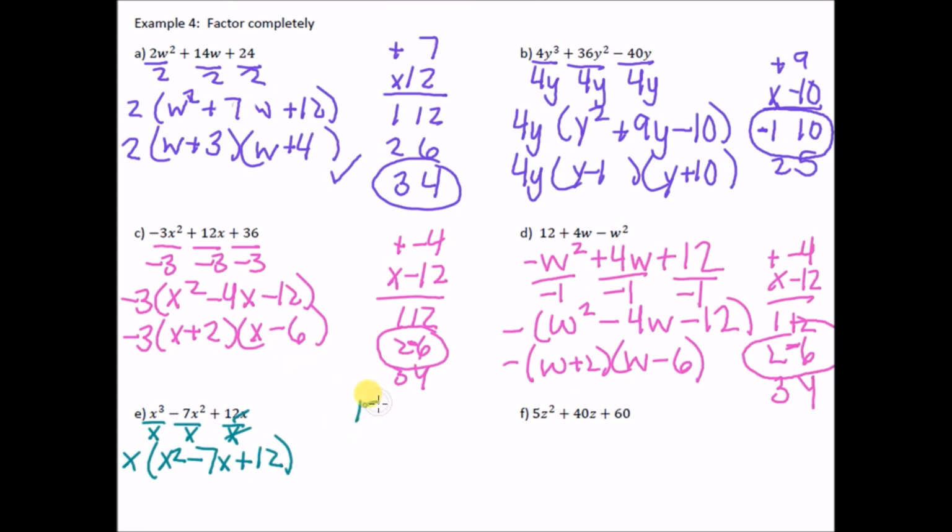So same number, 12 seen a lot. Okay, 1, 12, 2, 6, 3, 4. So which two numbers add to 7? Well, 3 and 4 add to 7. And because it's a -7, we want to add to -7, multiply to 12. 3 and 4 are both going to be negative, so we haven't seen that one yet. So x minus 3, x minus 4.